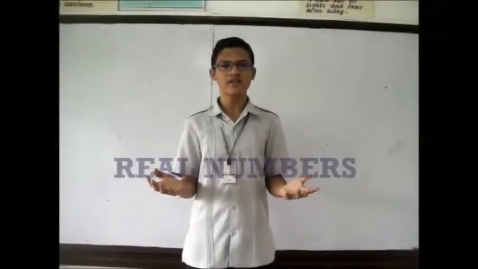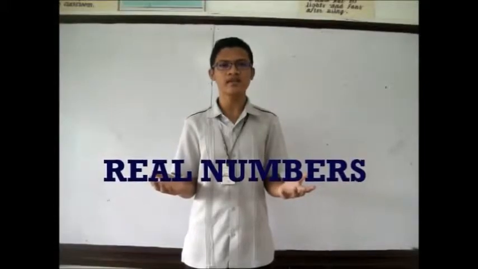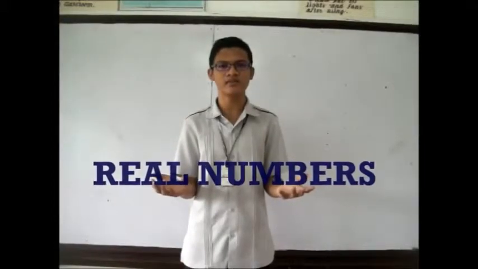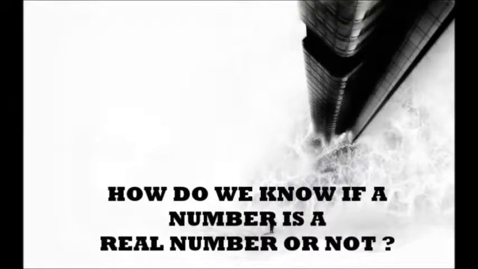Real numbers are numbers whose squares are greater than or equal to 0. How do we know if a number is a real number or not? Now, let's try these numbers. Let's begin with the square root of 2.